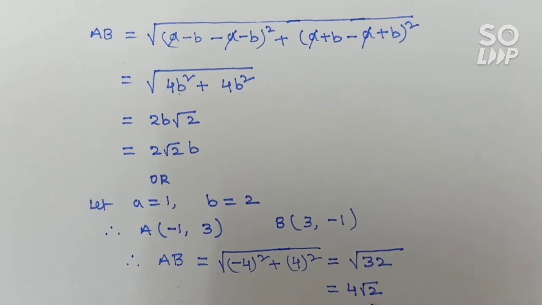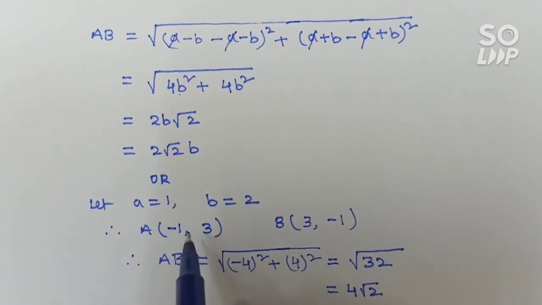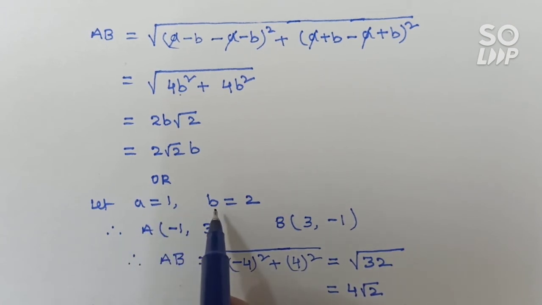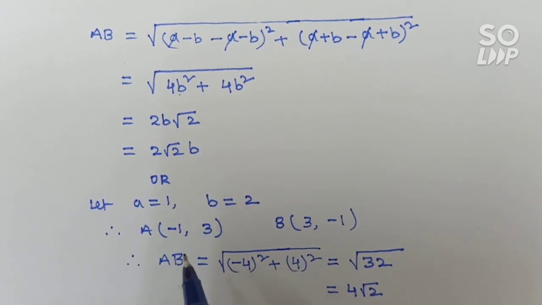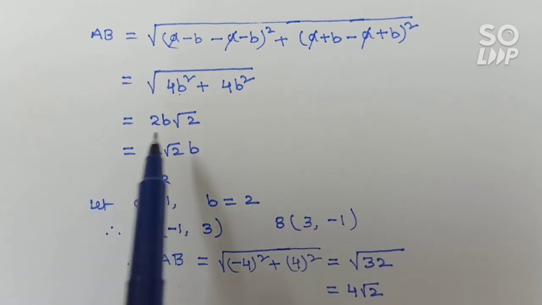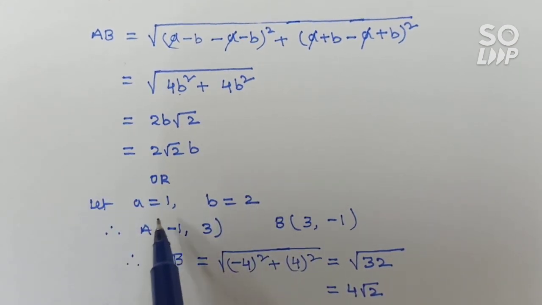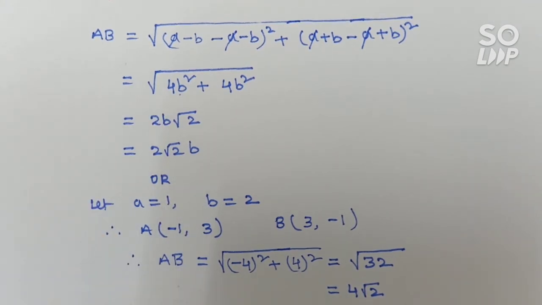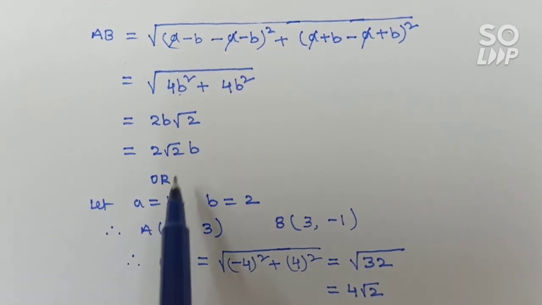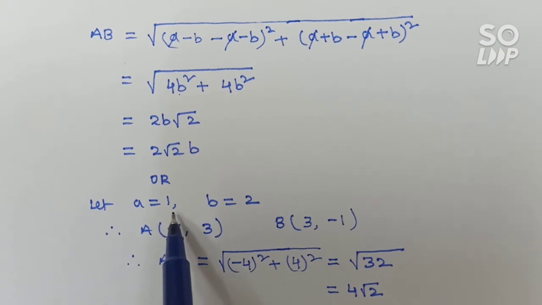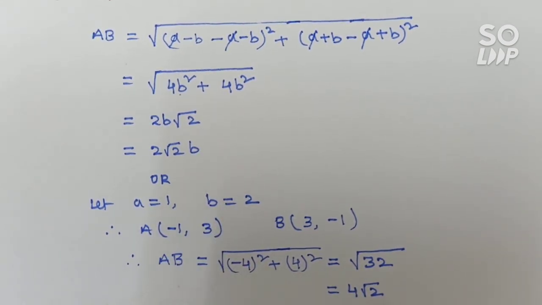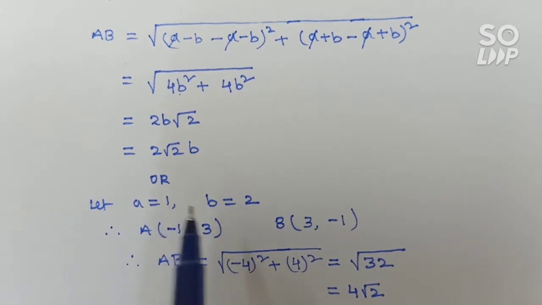Now by substituting your values of a and b in the given options, which option is satisfying this? The first option is 2 into root 2, but here we have 4 root 2. The second option is 2 root 2 into b, so that is 4 root 2. So your answer is the second option.